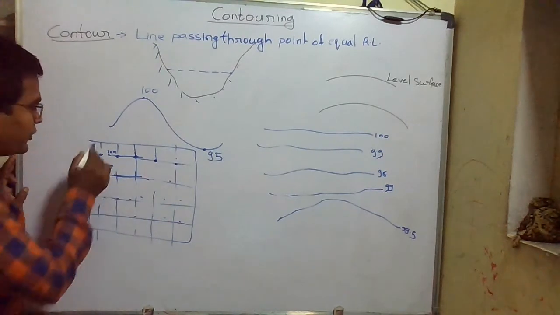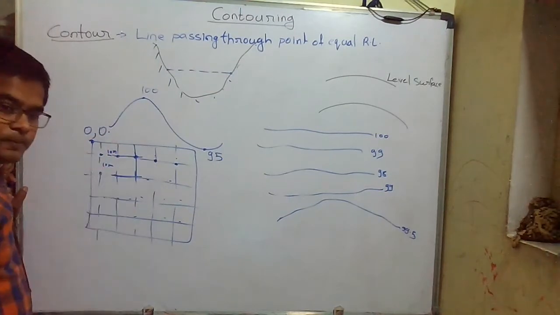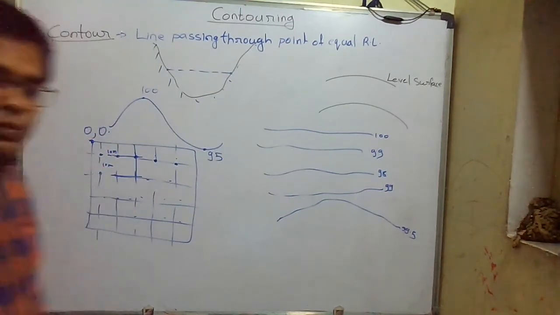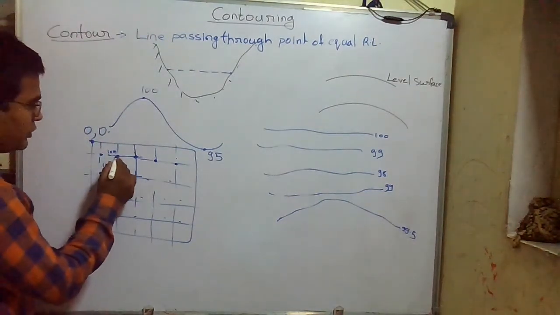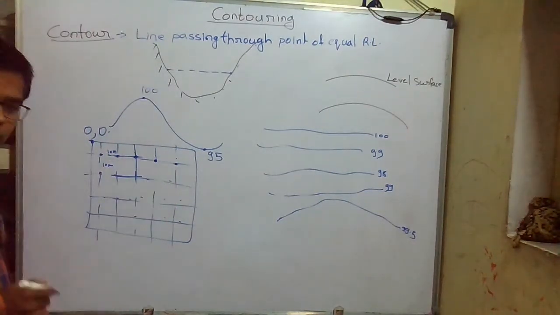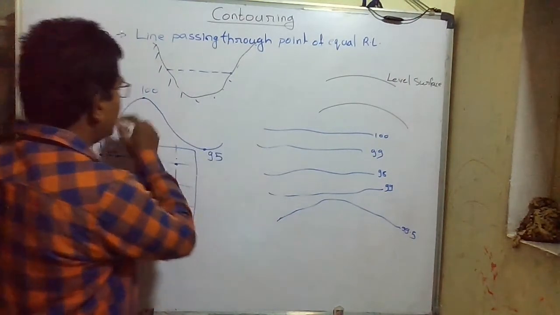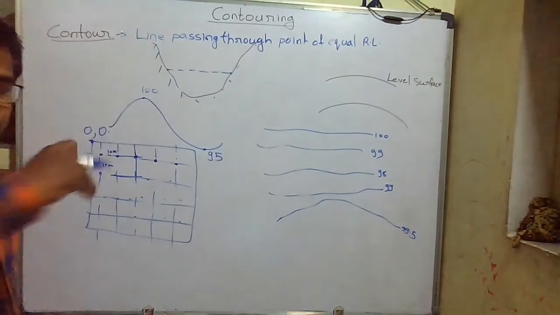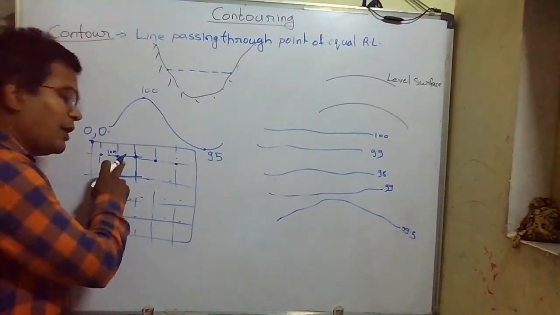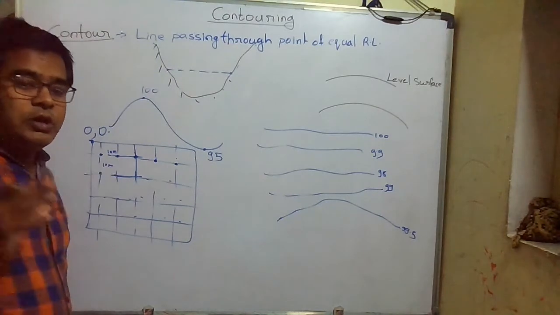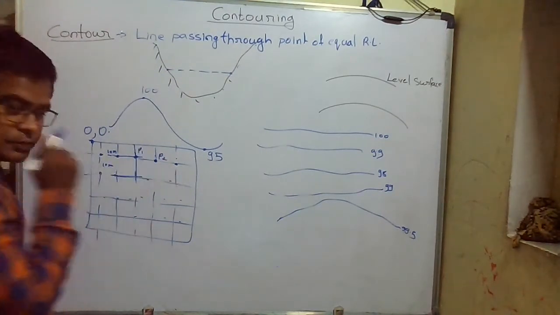Okay, suppose this is 0, 0, and we got the distance of each point. Now the next step: I have to find the RL of each point. The ground may be anything, it may be undulated, somewhere elevation, somewhere depression. So in the initial step I divided it into a grid, and I got these points P1, P2, and I have the distance of these points.